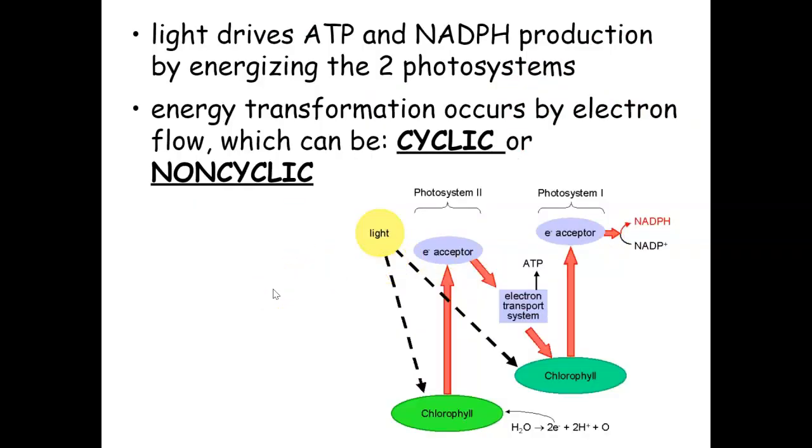Light energy is going to allow for us to make ATP and NADPH in the light reactions by using the photosystems. However, this transformation of energy can occur by two different ways. So it can go via cyclic electron flow or non-cyclic electron flow. We'll do non-cyclic first, and then we'll do cyclic.